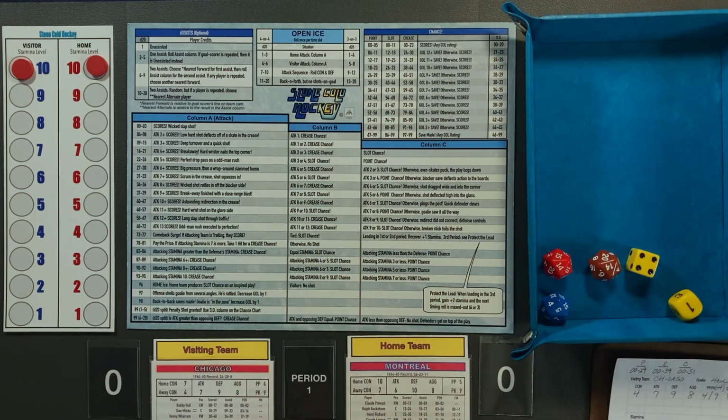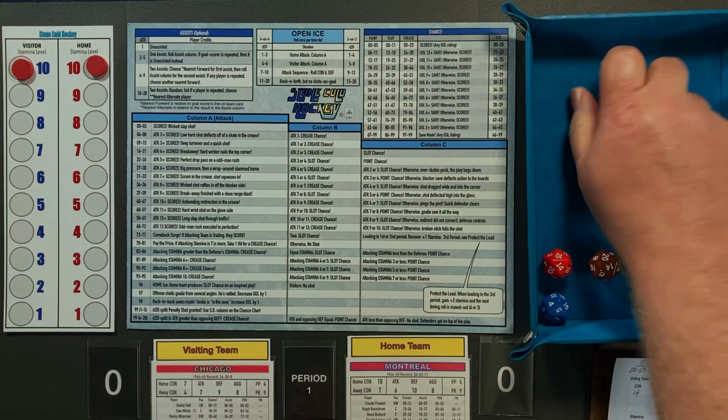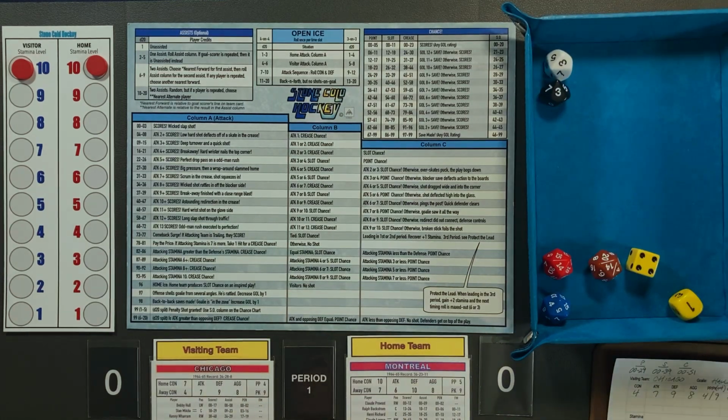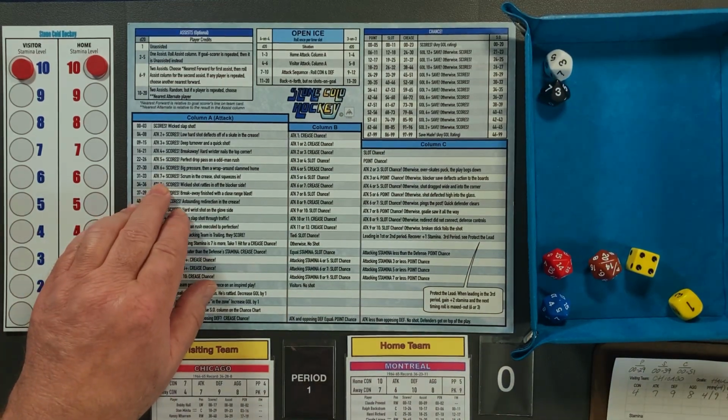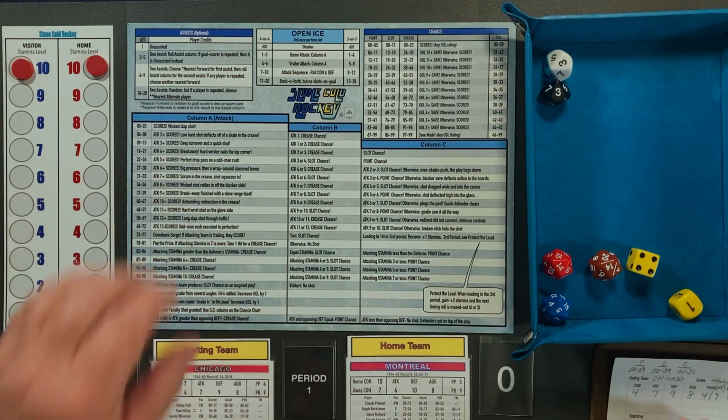Let's see who's going to be taking the shot, if there is a shot. 71 on Chicago is Doug Moens. So Moens has the puck. Let's see what he does. 33. Attack 7. Attack 7. And he scores.